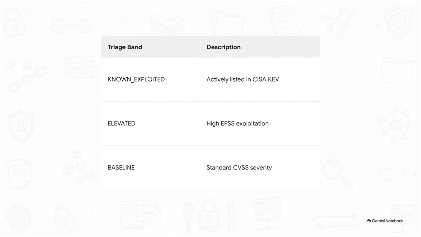Now, I want you to notice the exact naming of these triage bands: known_exploited, elevated, baseline. Not active, not probable, not unlikely. This flat-out refusal to dramatize the band names is where the platform's credibility comes from. A triage label should state exactly what is known, no more, no less.